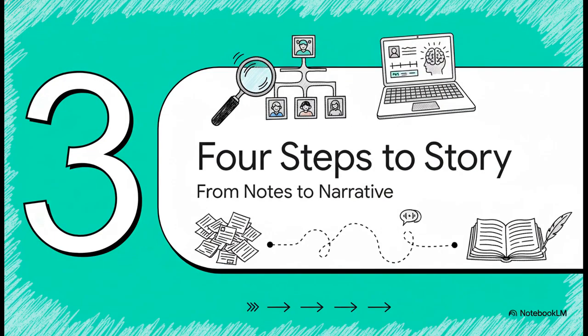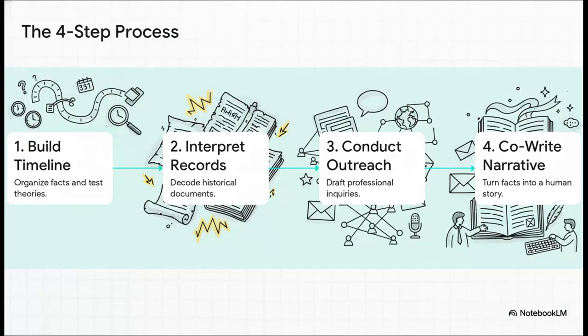So how do we actually do this? Well, it pretty much boils down to a clear four-step process, a process that can take you from a messy pile of notes to a coherent, compelling life story. Let's walk through it together. It's really straightforward. First, we're going to build a solid timeline and test our theories. Second, we'll use AI to help interpret those really tricky historical records. Third, we'll get a little help with our outreach. And finally, the best part, we'll co-write the narrative.